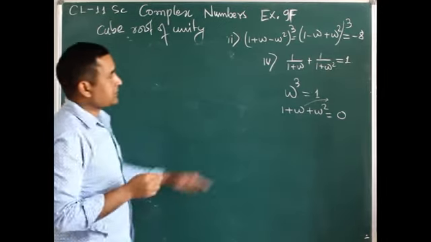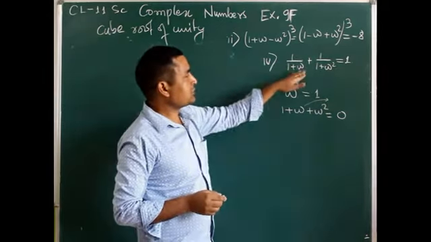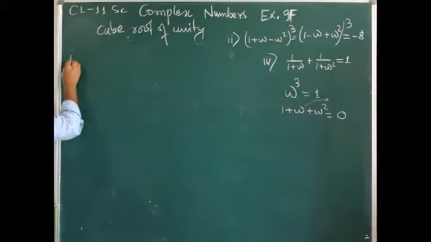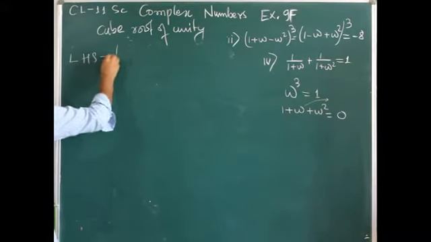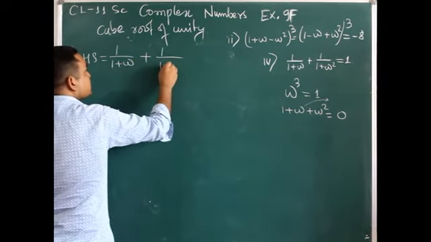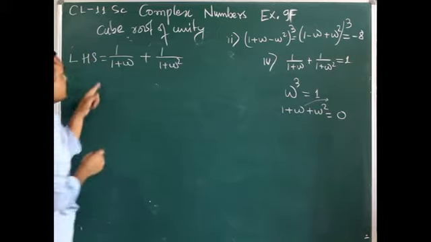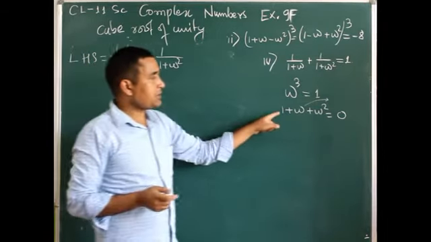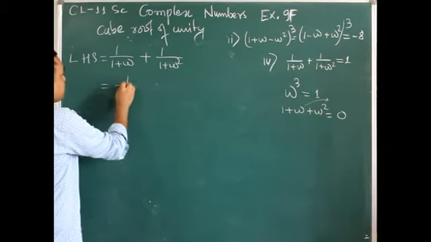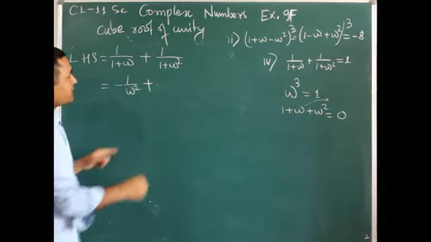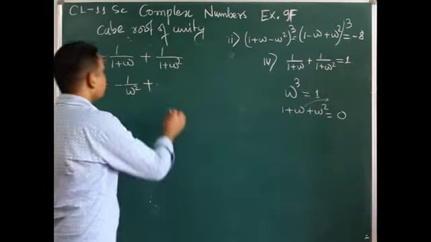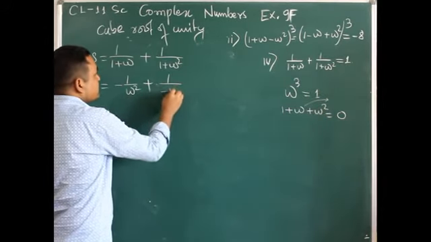The question asks us to check whether 1/(1 + ω) + 1/(1 + ω²) equals 1 or not. Let's write the expression on the left side: 1/(1 + ω) + 1/(1 + ω²). What is the value of 1 + ω? 1 + ω = −ω², so this is −1/ω². What is the value of 1 + ω²? 1 + ω² = −ω, and this is 1/(−ω).